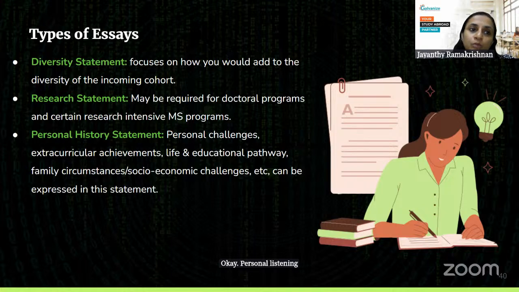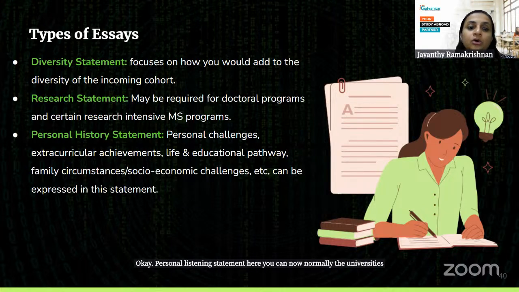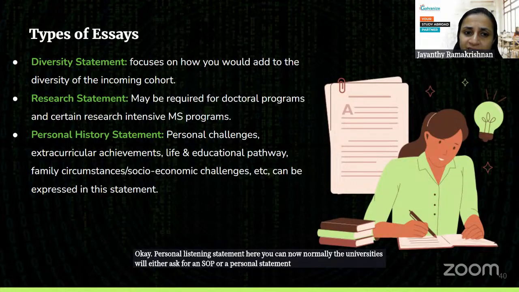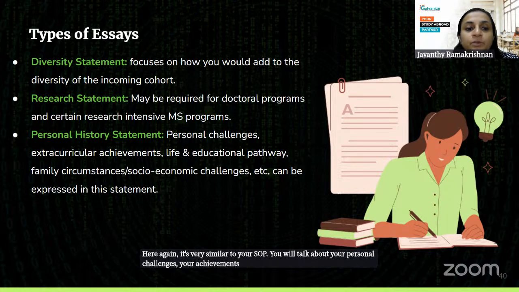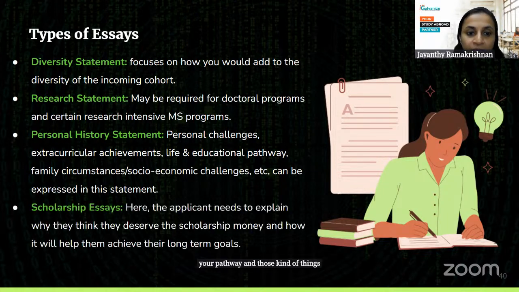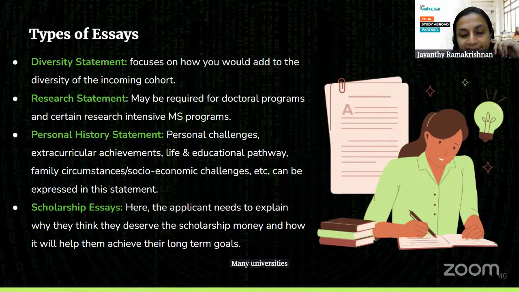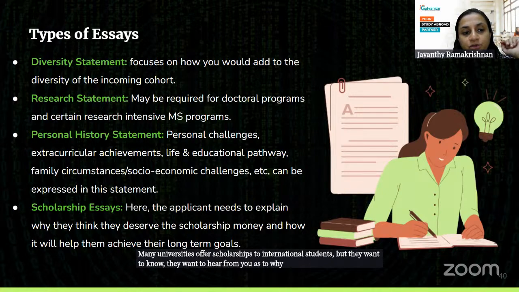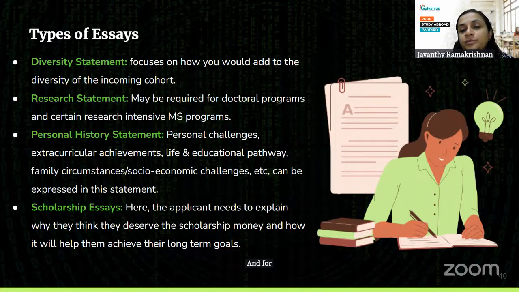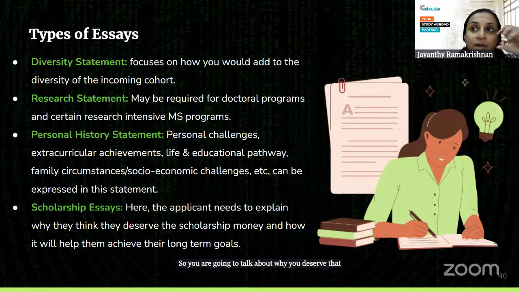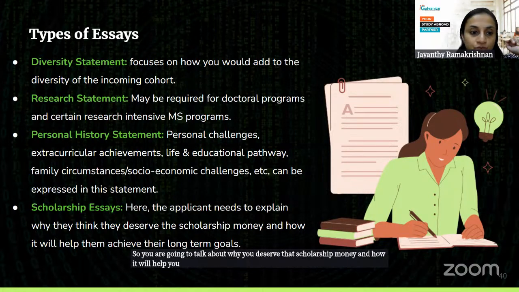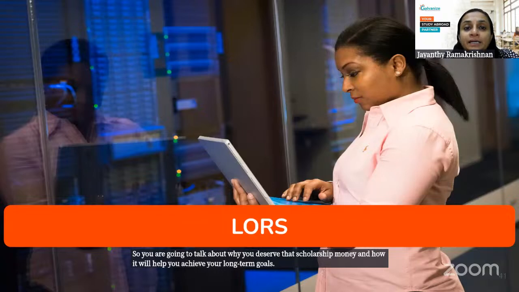Here, normally the universities will either ask for an SOP or a personal statement. Here again, it's very similar to your SOP. You will talk about your personal challenges, your achievements, your pathway, and those kind of things in a personal statement. Scholarship essay. Now, many universities offer scholarships to international students, but they want to hear from you as to why you think you deserve that scholarship. And for doing that, you need to submit a scholarship essay. So you are going to talk about why you deserve that scholarship money and how it will help you achieve your long-term goals. Okay. Letters of recommendation.